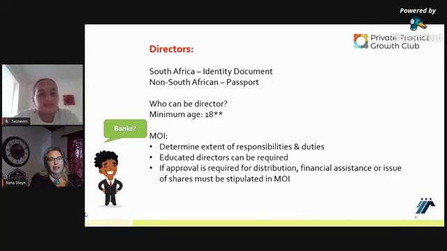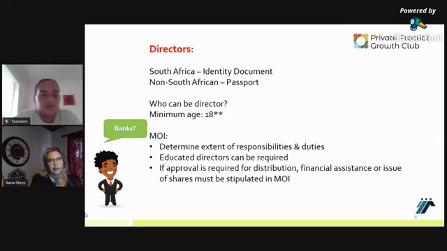And then once again, the MOI determines the extent and the responsibilities or duties. It can also stipulate if there are educated directors required on the company, so a certain level of qualification, and also the approval of the required distribution, the financial assistance, or the issue of shares needs to be stipulated in the MOI.